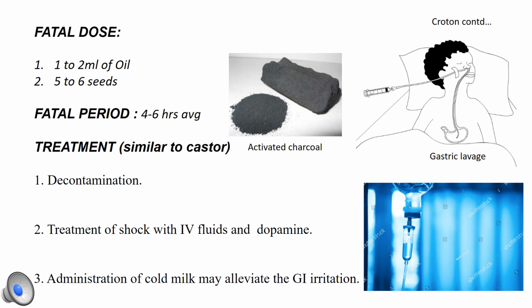So the fatal dose is 1 to 2 milliliters of oil or 5 to 6 seeds. The fatal period is 4 to 6 hours. Treatment is the same as castor: decontamination, correct electrolyte imbalance, give IV fluids and dopamine. Administration of cold milk may alleviate the GI irritation.